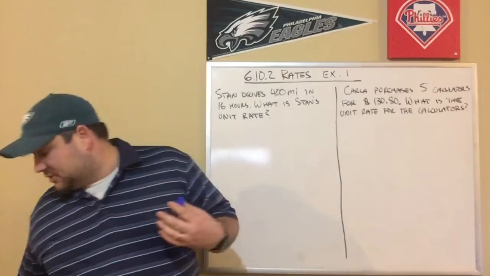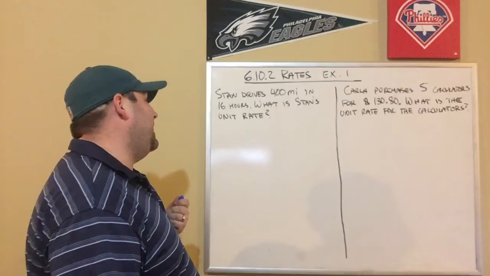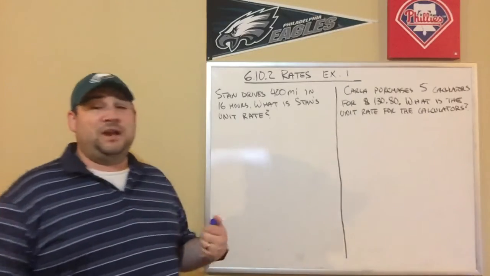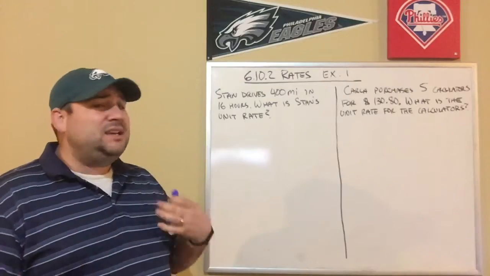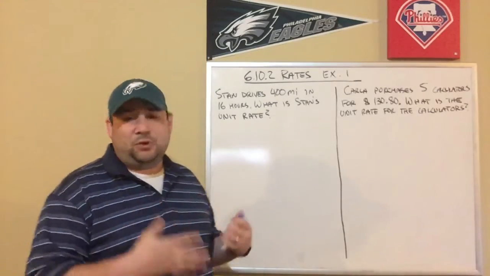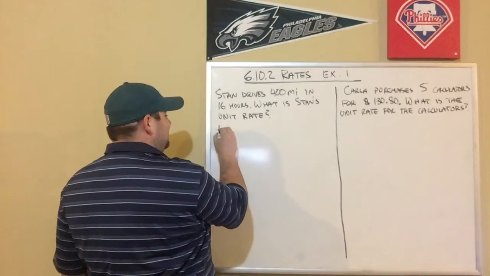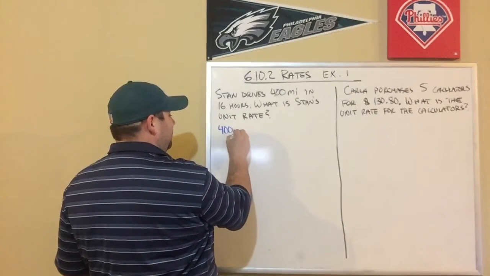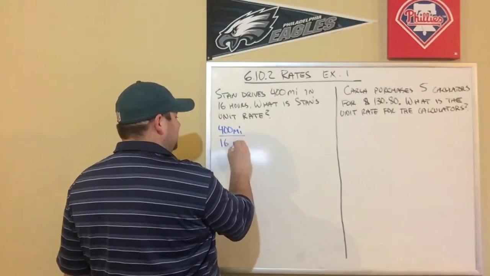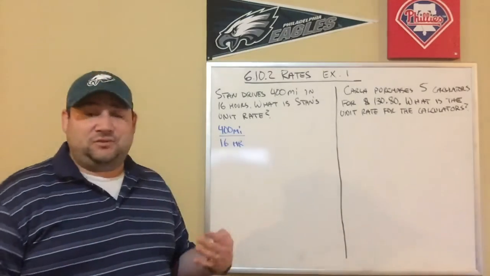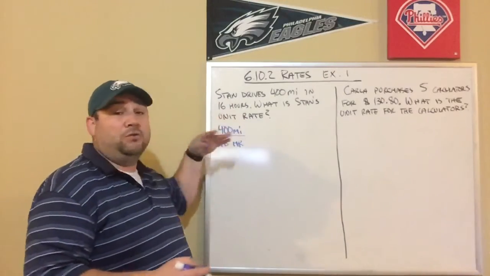So if you look at our first problem here, Stan drives 400 miles in 16 hours. What is Stan's unit rate? So basically we're being asked to find Stan's miles per hour. This really isn't overly challenging in that normally it just involves pretty basic division. But if I were to write this out, his rate right now is 400 miles per 16 hours. And a lot of times we write rates as a fraction, the one unit on top of the other unit, miles over hours.